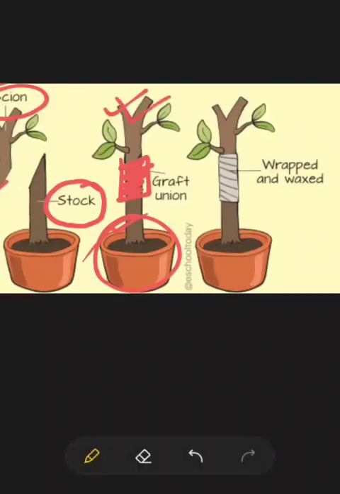So this part is a stem, it will grow new leaves, it will grow new branches. For that it needs nutrients, it needs water, it needs all those things. Everything that is needed by the scion is supplied by the stalk, okay.